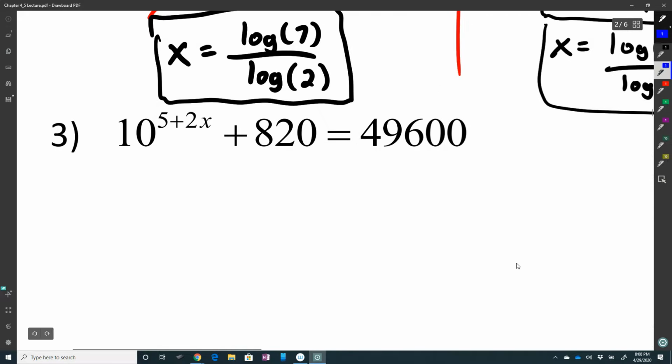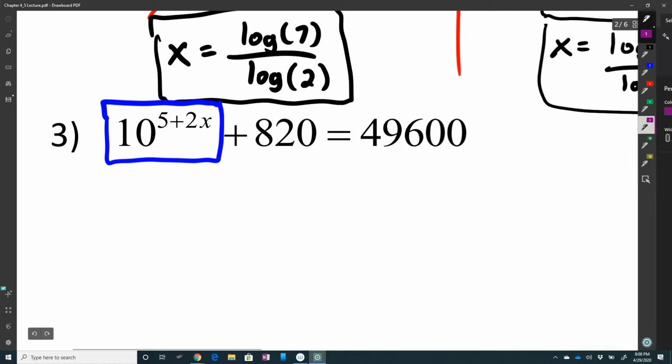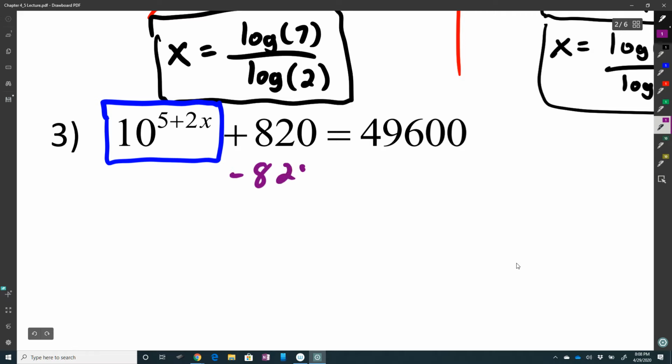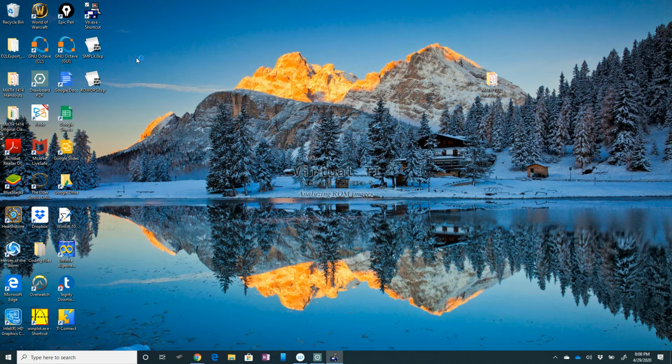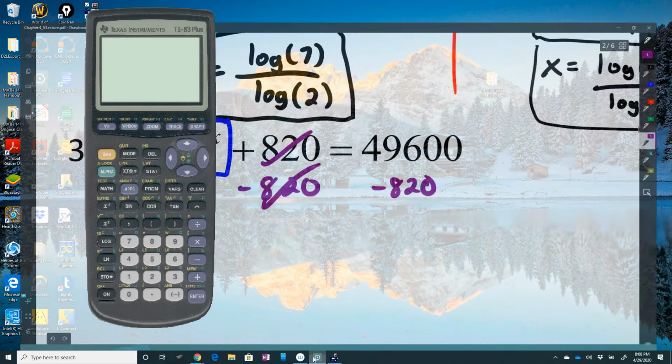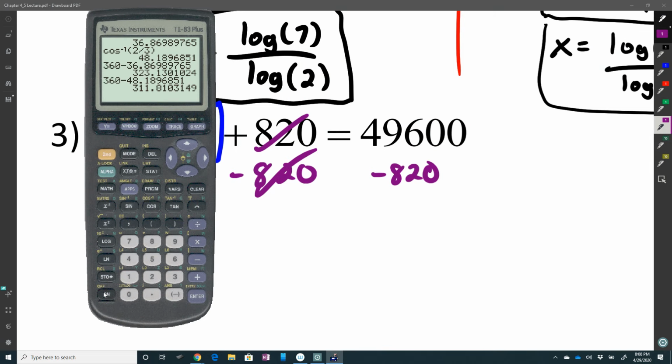Let's find the exponential term. So in this one, here's the exponential term. We can only do our stuff once it's by itself. So all they want you to do here is to subtract the 820. Now let me go to my calculator and let's figure this out. So 49,600 minus 820.